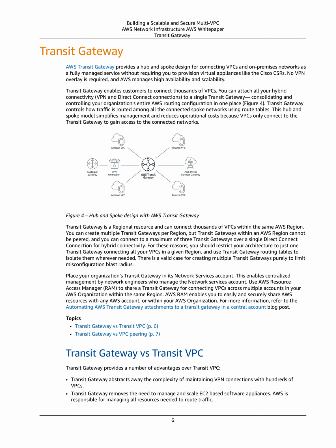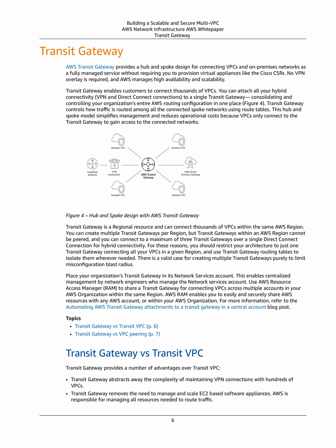For these reasons, you should restrict your architecture to just one transit gateway connecting all your VPCs in a given region, and use transit gateway routing tables to isolate them wherever needed. There is a valid case for creating multiple transit gateways purely to limit misconfiguration blast radius. Place your organization's transit gateway in its network services account. This enables centralized management by network engineers who manage the network services account.